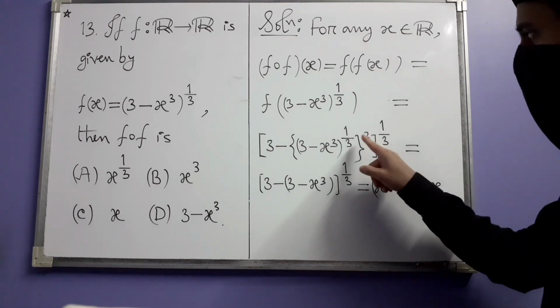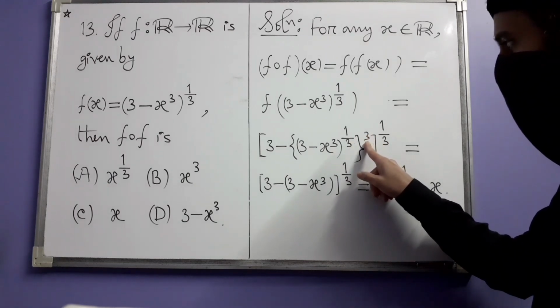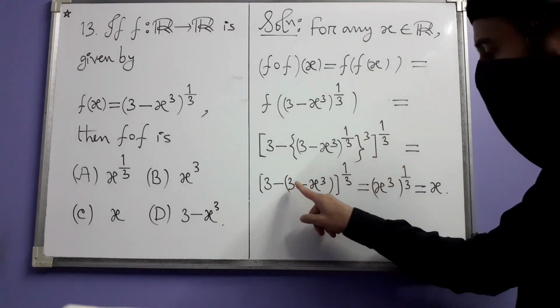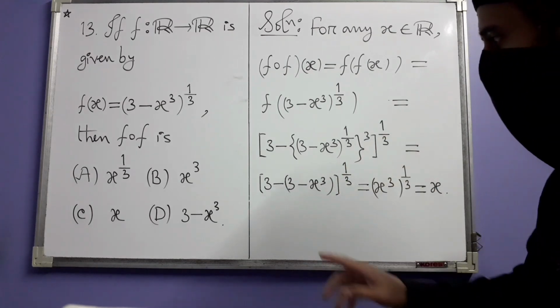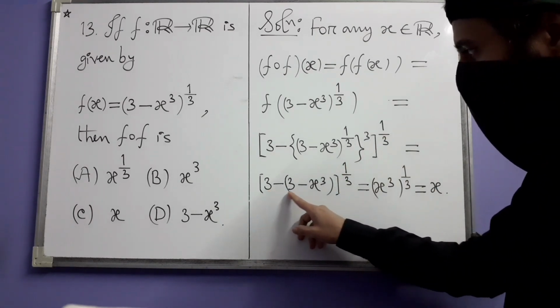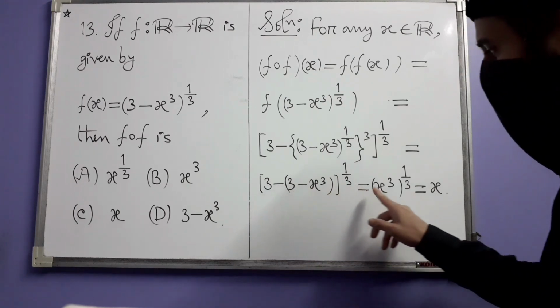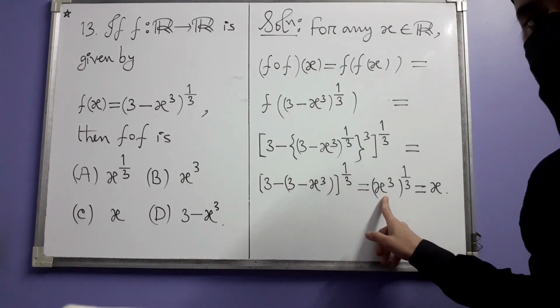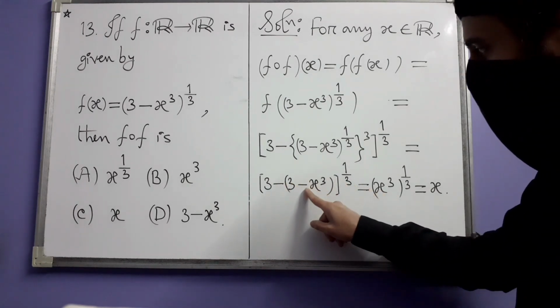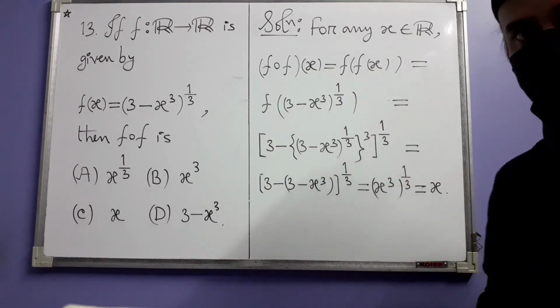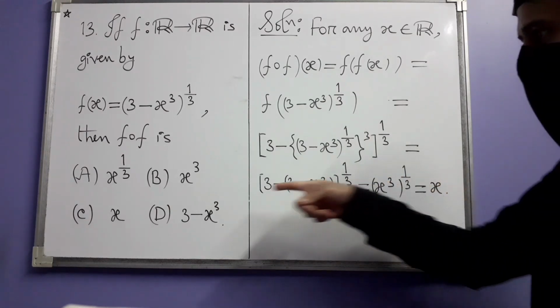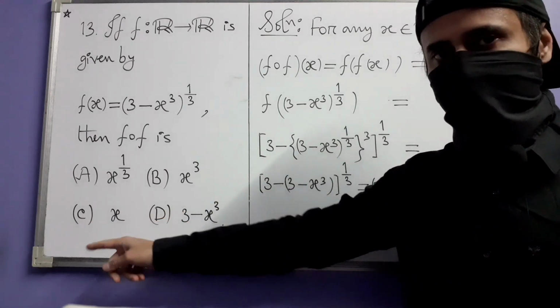Now first of all, this cube root and cube cancel out, leaving us with 3 minus of 3 minus x cube. And outside we already have a cube root. And you can see that here, after cancelling 3 and minus 3, you will be left with x cube inside the cube root, because minus of minus is plus. And then after finally cancelling the cube and cube root, you get x. So the correct option is C.